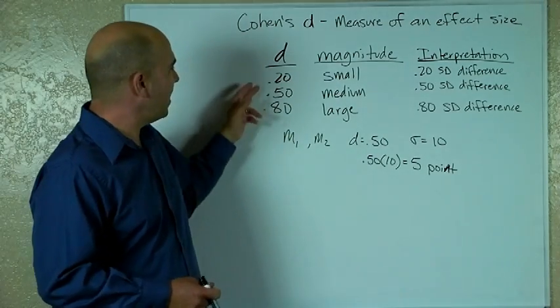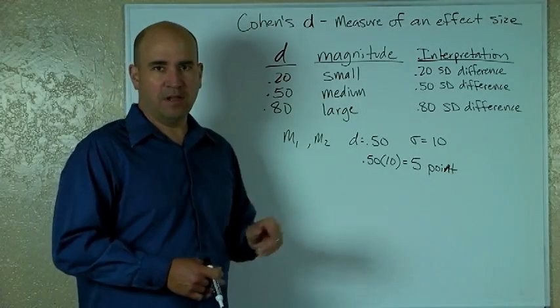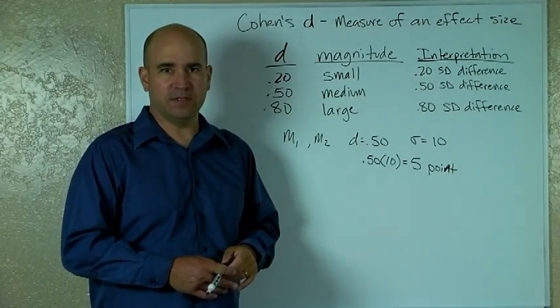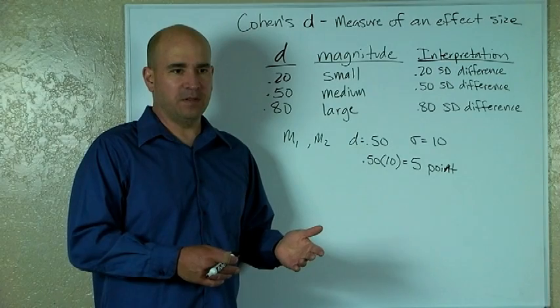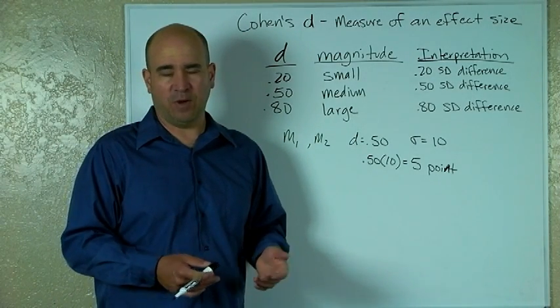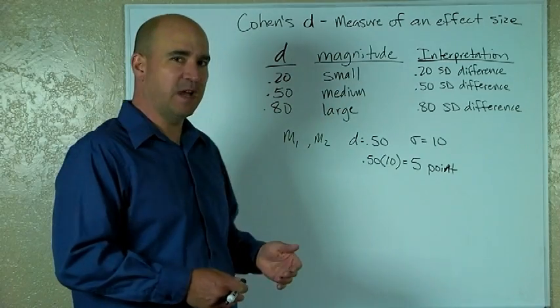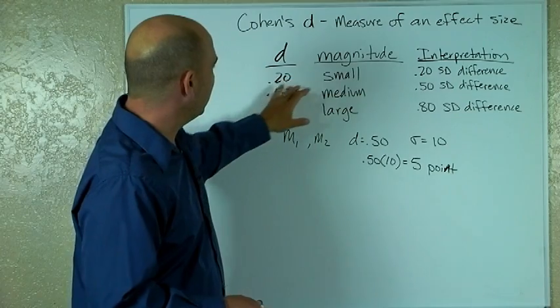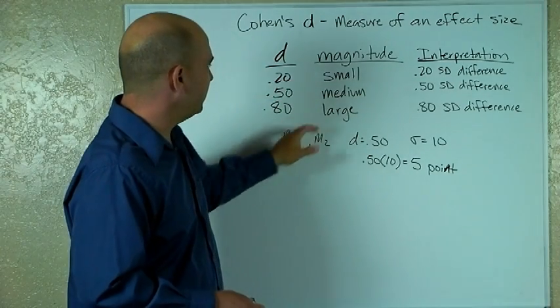Okay, so once again, keep in mind that these are guidelines that really represent averages across a number of disciplines, and they may not fit perfectly, or they may not fit well at all in a certain discipline, and they may fit quite well in others. Okay, but these guidelines we will be using in class. So 0.2 is small, 0.5 is medium, 0.8 is large.